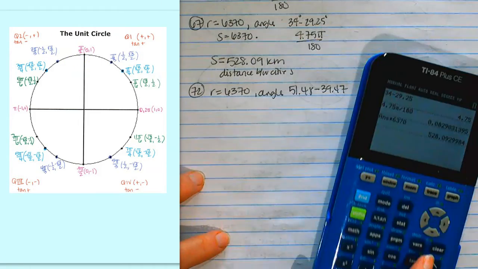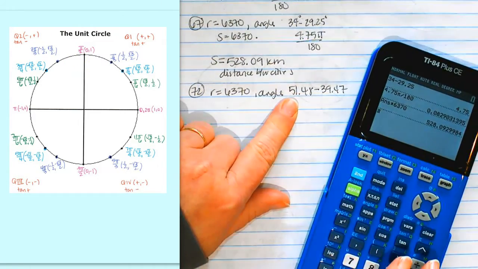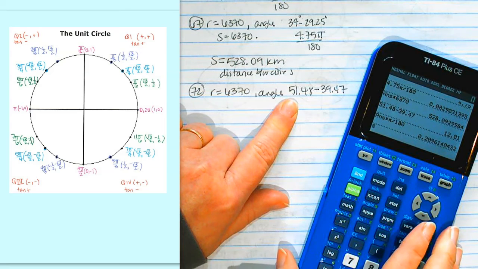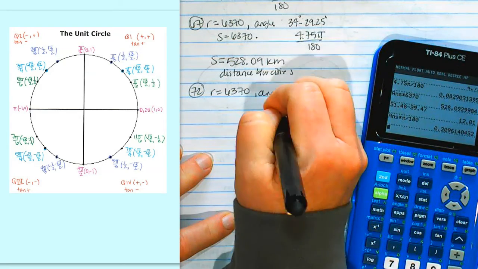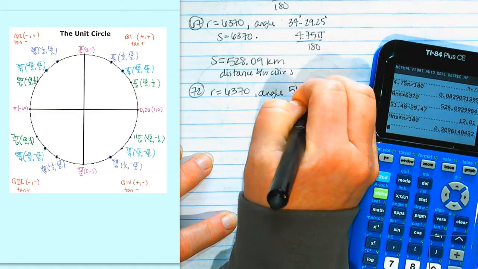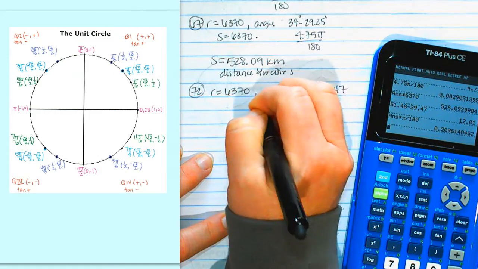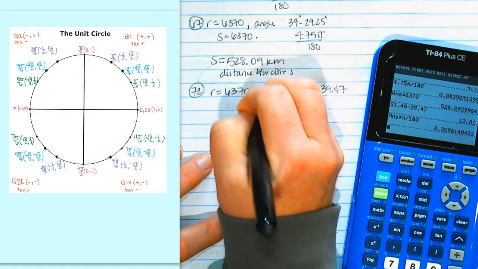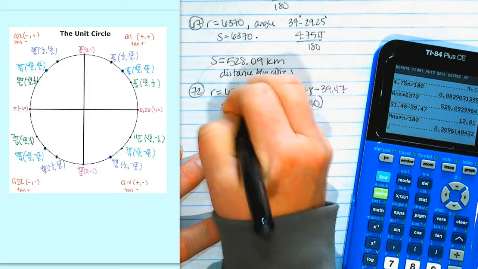72, same problem. They give me the angle difference between the two cities, so I'm going to subtract 51.48 minus 39.47. I'm going to multiply that by pi, and then divide by 180 to make it in radians, and that's my angle measure. So 0.2096140 times 6370, and that's the arc length.